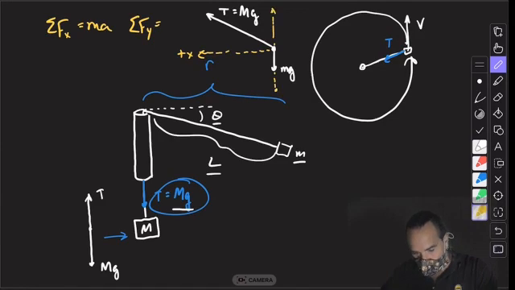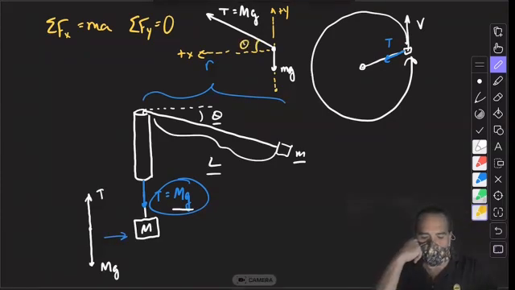I'm waiting. So net force in the y direction equals 0. Okay, great. You're doing fantastic. This is theta right here, right? Oh, good. Keep going. So T sine theta has to equal mg. All right, I'm going to write that down.